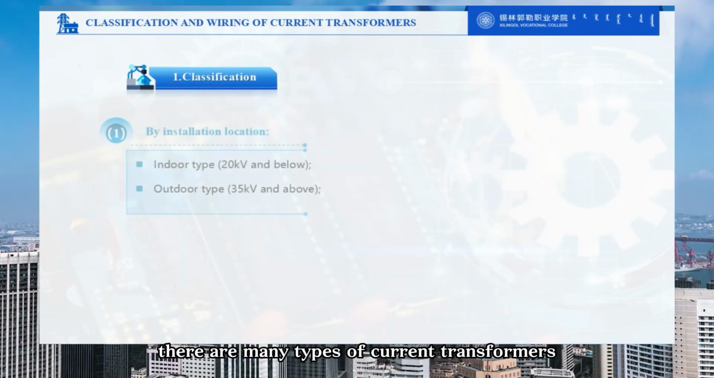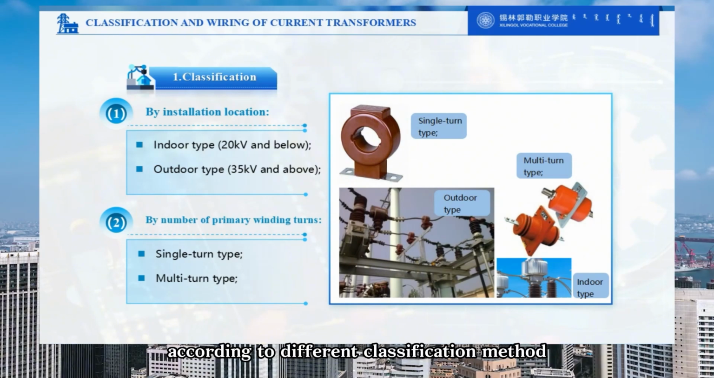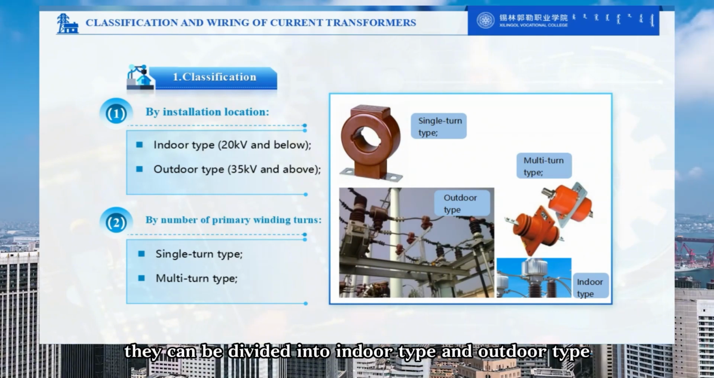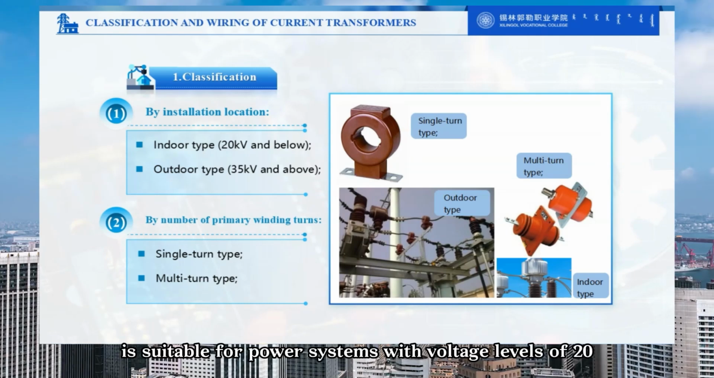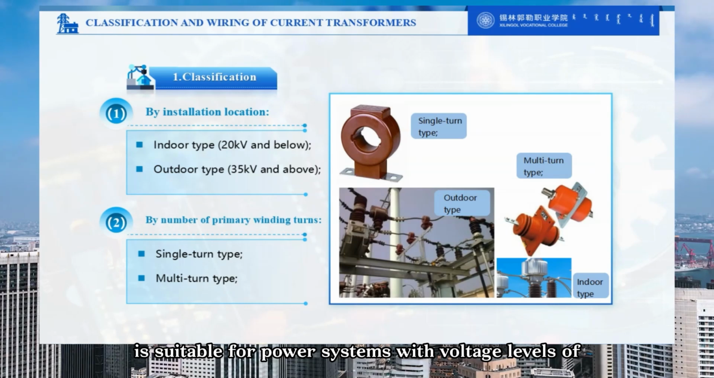There are many types of current transformers. Below, we will get to know them specifically according to different classification methods. They can be divided into indoor type and outdoor type. Indoor type is suitable for power systems with voltage levels of 20 kV and below. Outdoor type is suitable for power systems with voltage levels of 35 kV and above.